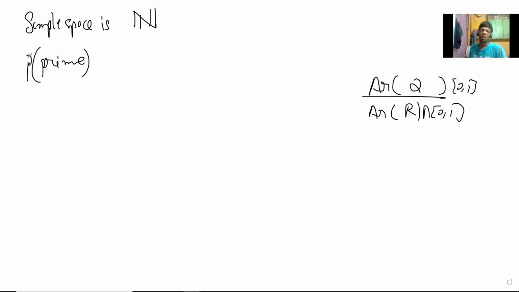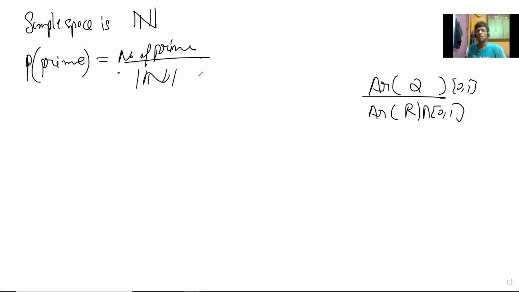I don't know. But there are other simple questions that can be asked, like picking a pair of numbers. Then your sample space will be N cross N. What's the probability that the pair is coprime? Okay. So those kind of things, right? If you're picking from all of N, then how would you make sense? Then you cannot just say number of primes by total number of the sample space N, because both are infinite, it doesn't make sense.